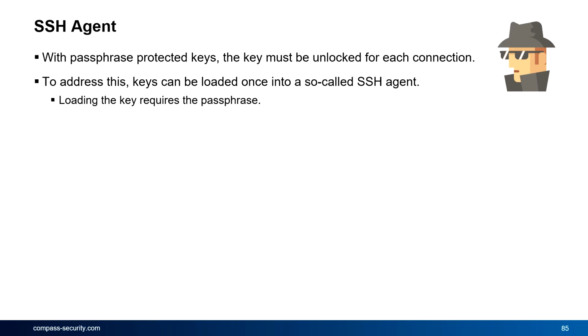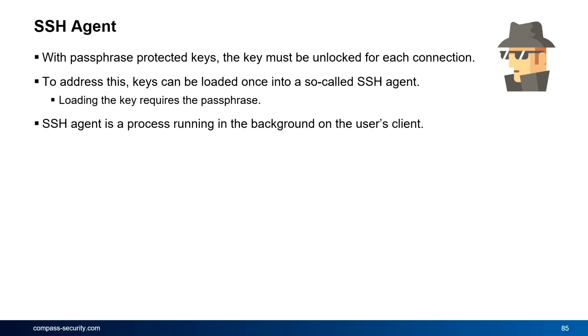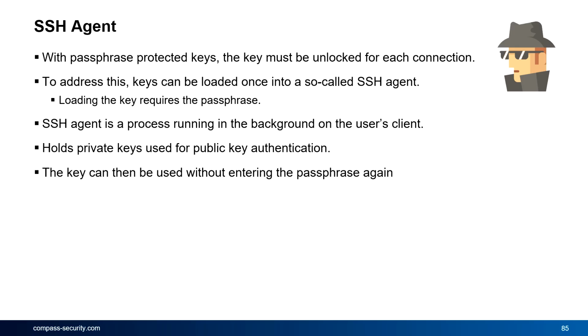To address this, the SSH agent can be used. You can load SSH private keys into a running agent on the system. This means if your SSH private key is passphrase protected, you only have to provide the passphrase once when you load the private key, and from then on you can use this private key without entering the passphrase over and over again. This is a process running in the background on your client with your user permission, and it basically holds the private keys for public key authentication. And then you can use this key over and over again during the entire day without entering your passphrase again.